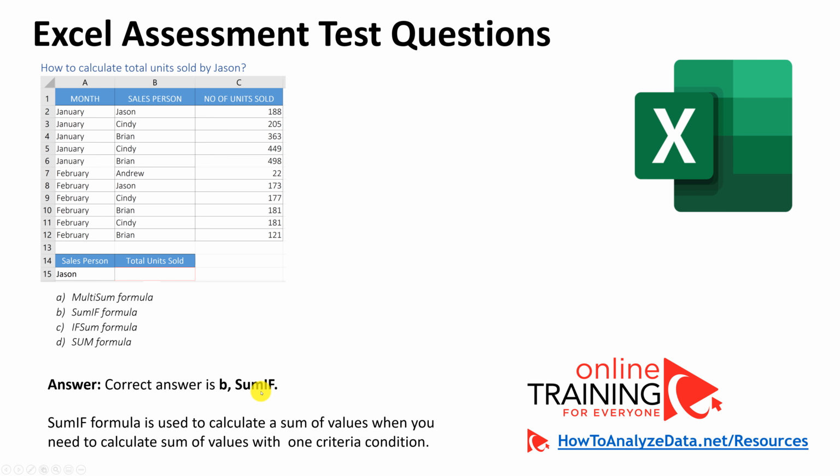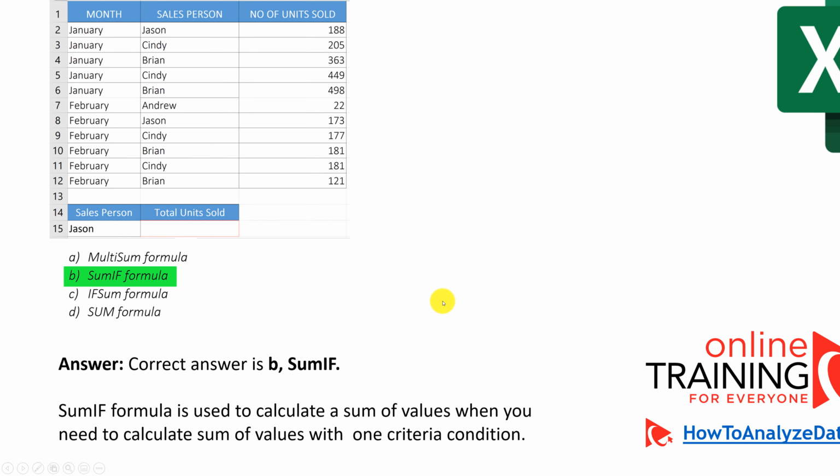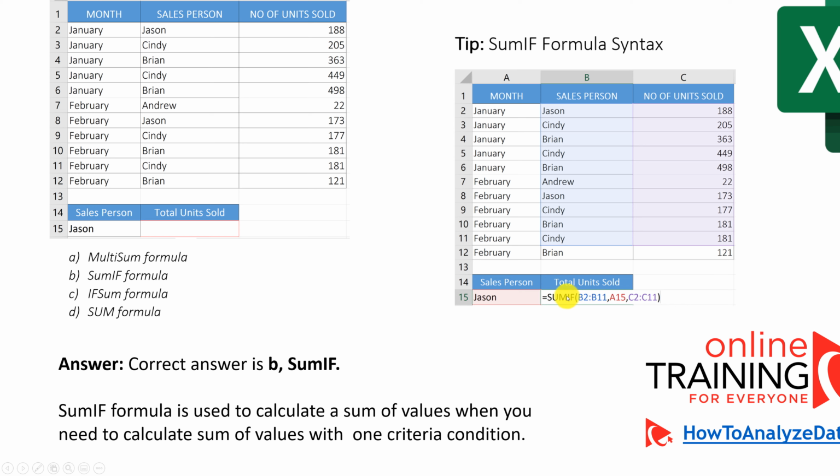So the correct answer for this question is B, SUMIF function, because the SUMIF function is used to calculate the sum of values when you need to calculate a sum with one criteria condition. And this is the syntax of the formula that you can use.